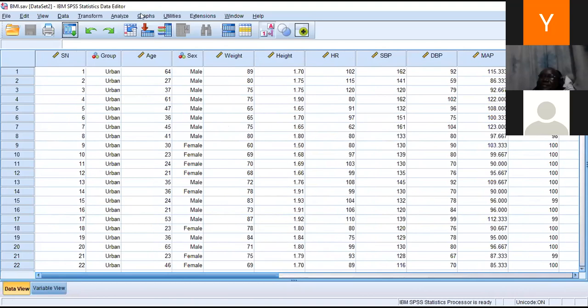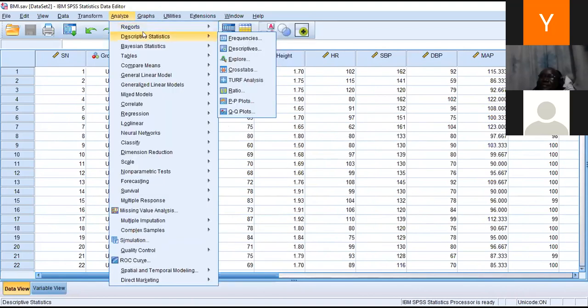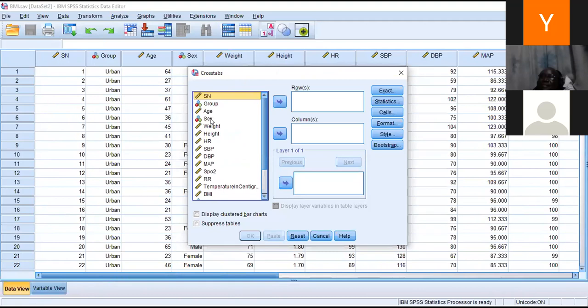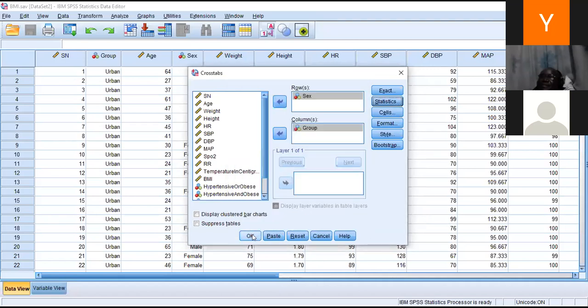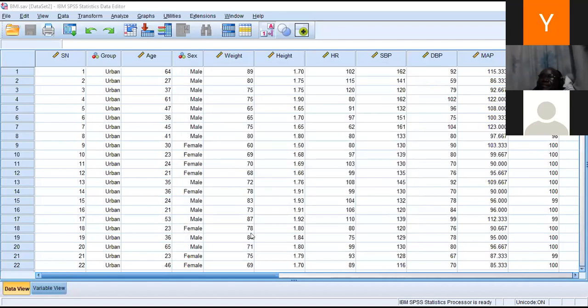If I want to do chi-square, I will go to Analyze, Descriptive, Crosstabs. I want to do a categorical chi-square for sex, for the two groups. I'm not concerned about percentage here now. I just want to make the group the column. I just click on chi-square, leave everything else, and say okay. So it did the chi-square for me. Can you see? It put rural, urban. If it's marital status, there are more categories.